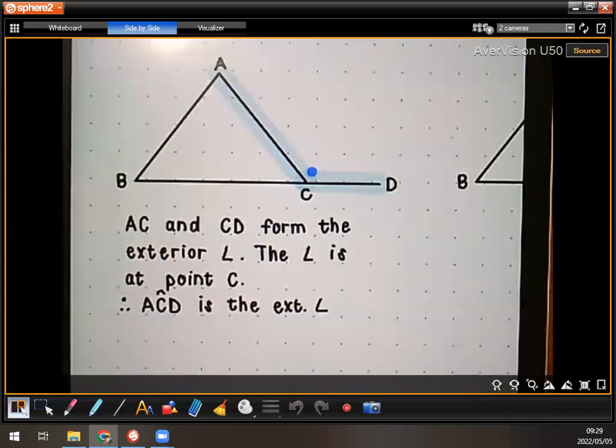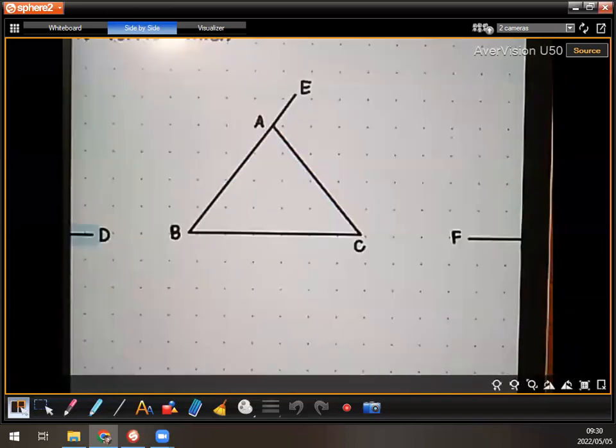The point where the angle is always in the middle. Okay, so therefore ACD is the exterior, and now we're just going to use our abbreviation EXT. You are allowed to use that in your reason as well, is the exterior angle. I'm just going to make a note here. C is where the angle is. So that point where the angle actually is, that letter must always be in the middle.